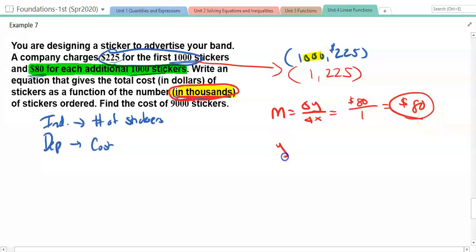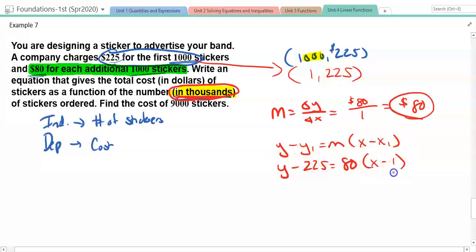And so now I'm able to plug this into point slope form. y minus y sub 1 is equal to m times x minus x sub 1. So I'm going to get y minus 225 is equal to 80 times x minus 1. And if I was just asking for the function, which it does here, it says write the equation as a function of the number of stickers in thousands. So that's the first answer. That would be like part A.